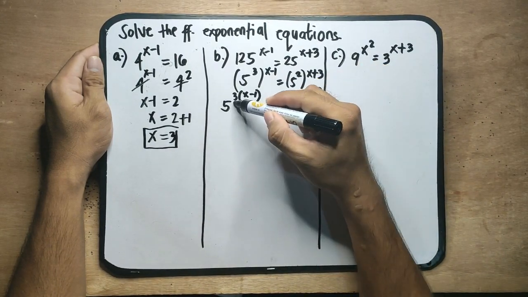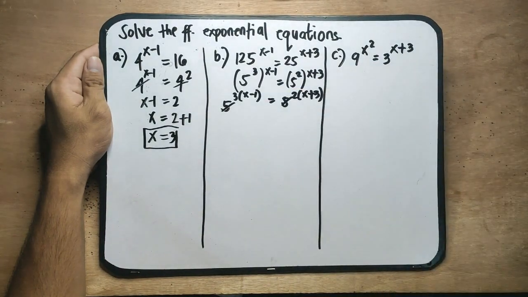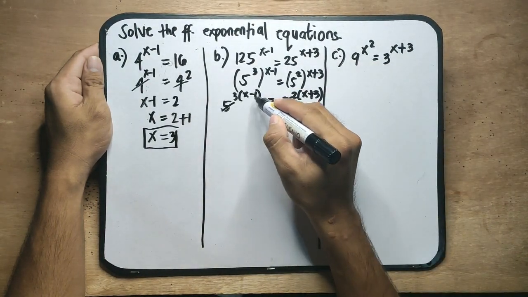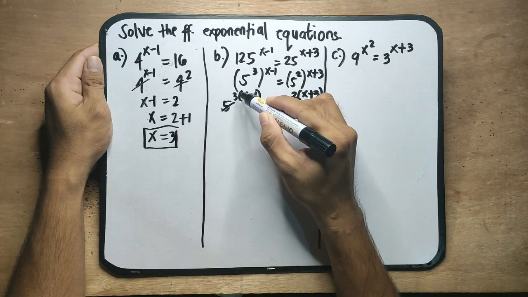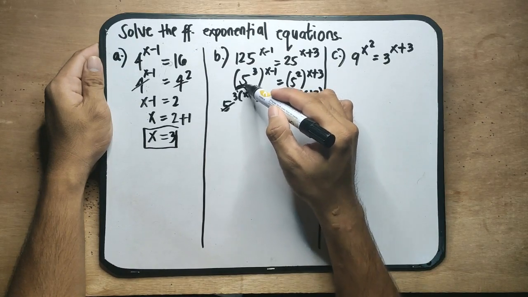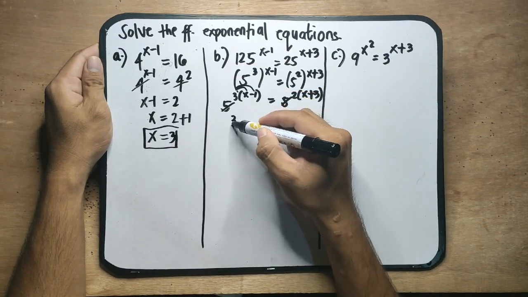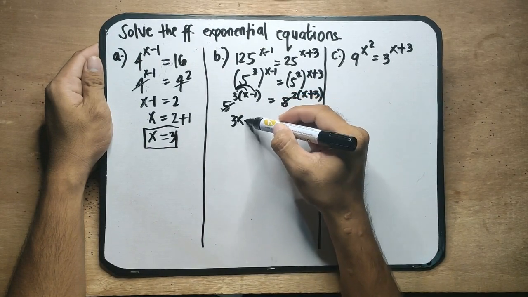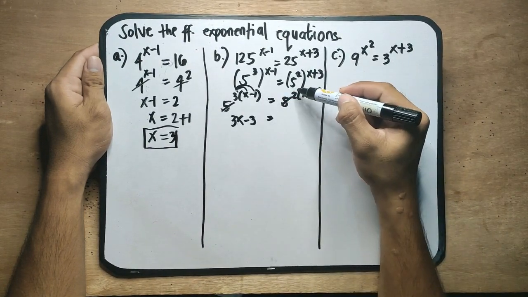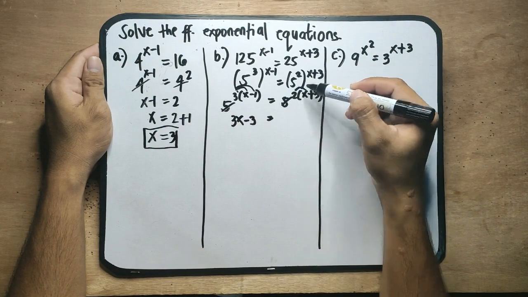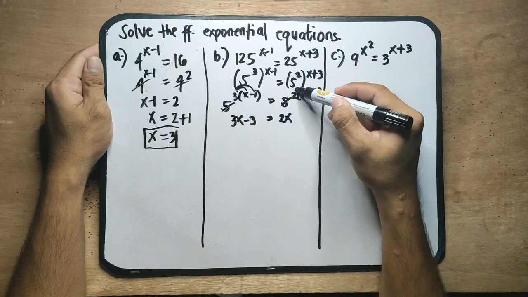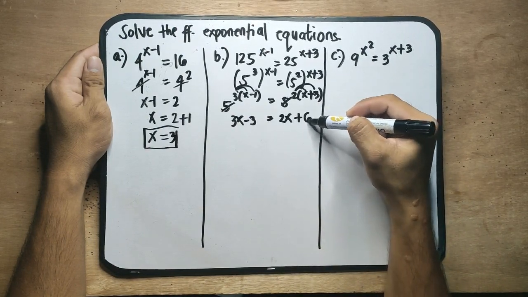Since equal na sila ng base, we can disregard the base. Then we can bring down their exponents. We distribute 3 to all the terms inside the parenthesis. So 3 times x is 3x. 3 times negative 1 is negative 3. And similarly, 2 times x is 2x. 2 times 3 is positive 6.